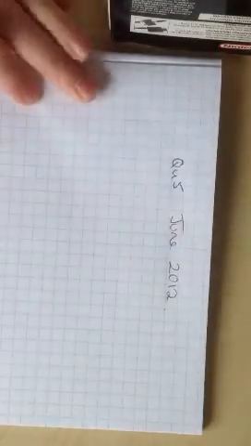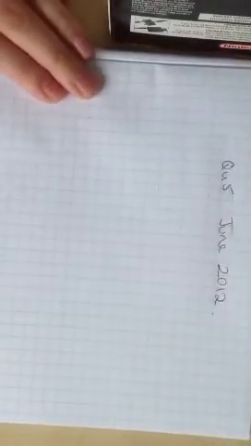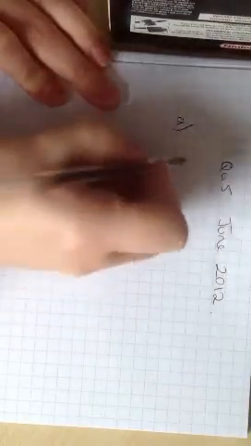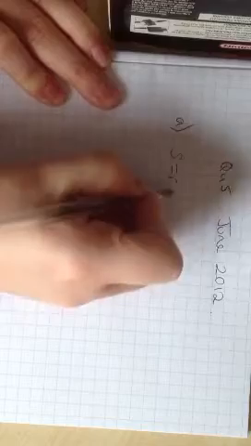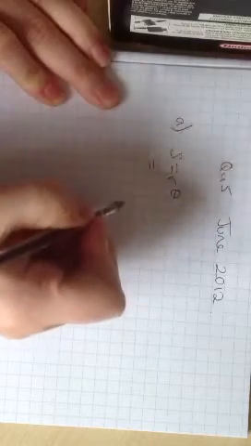Question number 5, June 2012. Question A asks you to find the length of the arc. Length of an arc is a really easy formula. It is s equals r theta, r being the radius, theta being the angle.